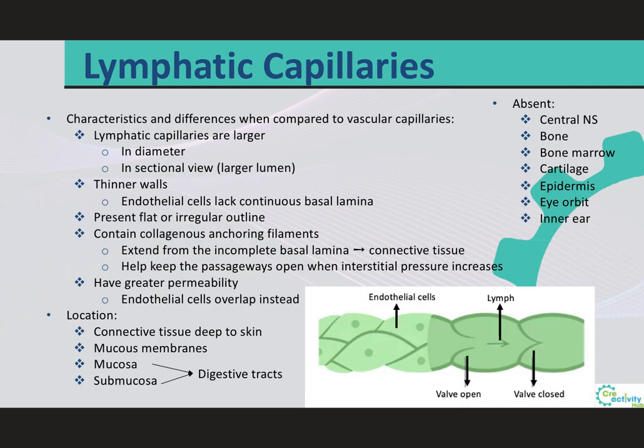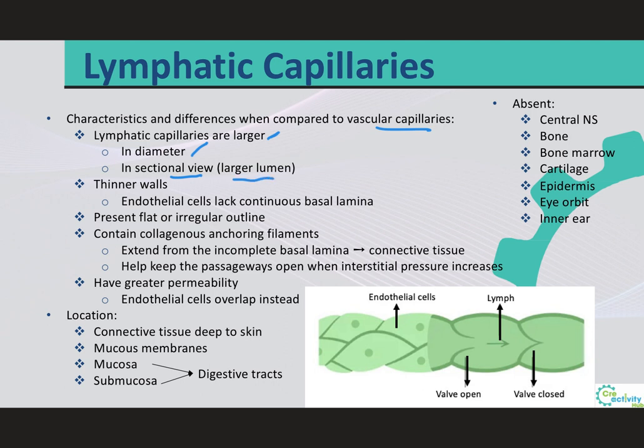As we already talked about the lymphatic capillaries on the previous slide, we can say that the lymphatic network will begin with these blind-ended tubes that are called the lymphatic capillaries. They can also be called the terminal lymphatics, and these form a complex network within the peripheral tissues. Lymphatic capillaries differ from the vascular capillaries in several ways. First, the lymphatic capillaries are larger, not only in diameter, but also in sectional view. This just means that they have larger lumens.